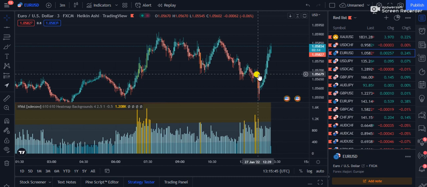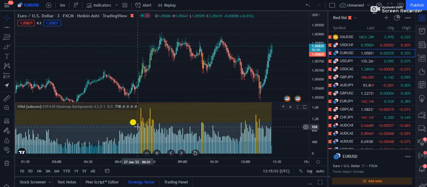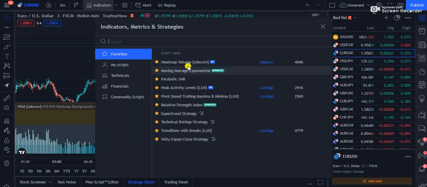Okay guys, now let's move towards the strategy, and the strategy is very simple because you can see that I have attached a very good indicator called the volume indicator. To attach it on your screen, just go into the indicator section and write heat map volume. This one is by XD Cow, and it has 4046 downloads right now.